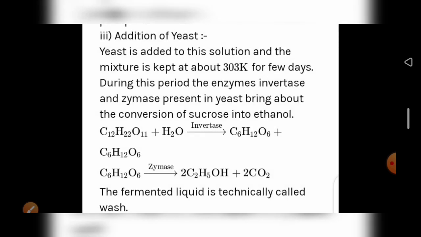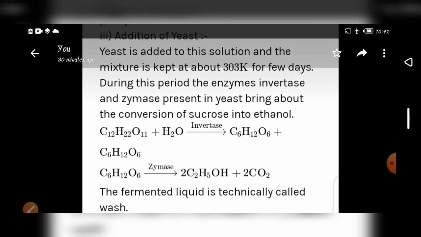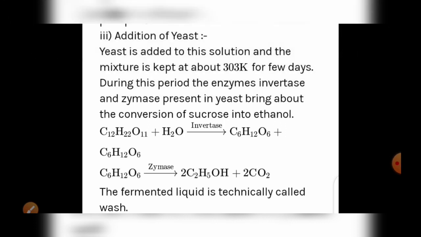Okay, next addition of yeast. Yeast, you know very well, is a single-celled microorganism. Yeast is added to this solution and the solution is taken to a large fermentation tank. The mixture is kept at about 303 Kelvin for a few days. During this period, the enzymes invertase and zymase present in yeast bring about the conversion of sugar into ethanol.